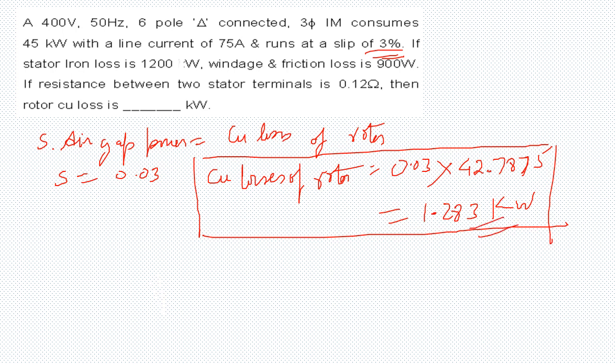You can see that friction and windage losses are also given, but you do not need to subtract those. If you do that, you will get a wrong answer. Why? Because these losses come after the air gap power. From the air gap power only you need to calculate the copper losses of the rotor. Please don't subtract this from the input power, otherwise you will get the wrong answer. This is the thing you have to keep in mind.